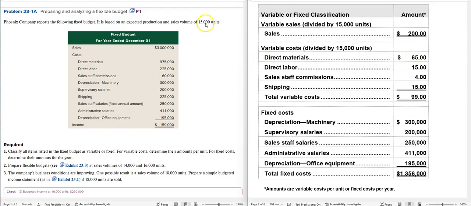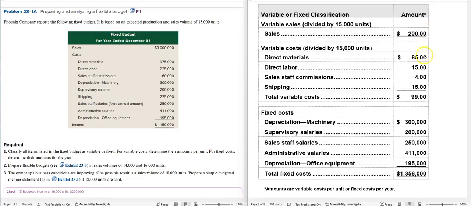Labor divided by 15,000, $15 per unit. Sales staff commissions, 60,000 divided by 15,000, $4 per unit. And shipping, $225 divided by 15,000 units. Shipping is $15 per unit. Every unit is sold for $200. Each of those units sold incurs cost of $99 a piece for variable cost. And then each unit sold will help contribute towards covering these fixed costs.